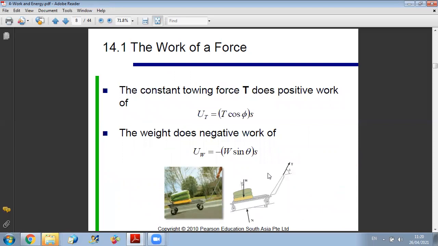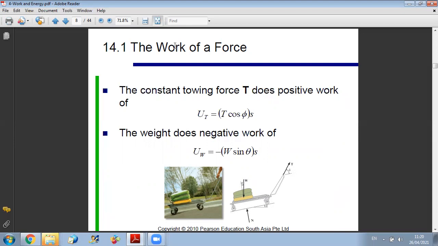Now, let us see some examples. In general, any object can be subjected to several forces. When you want to find the total work, you should find the work done by each force, and then add them algebraically, because some of the works can be negative, while others can be positive. It depends on the projection of the force on the displacement line.